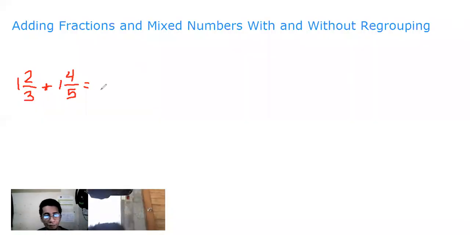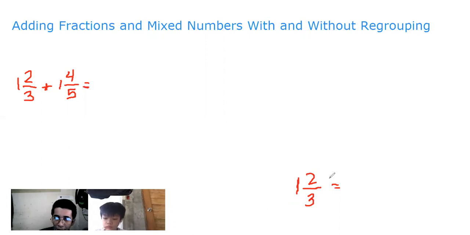So we have here another example. We have 1 and 2 over 3 plus 1 and 4 over 5. Okay? So parehas silang mixed number, di ba? Kapag parehas mixed number, gagawin muna natin silang improper fraction. Paano ulit ang improper fraction? Diba we have 1 and 2 over 3. So, itatimes muna natin siya kay denominator, then i-plus naman natin siya kay numerator. 1 times 3, that is 3, plus 2, that is 5.